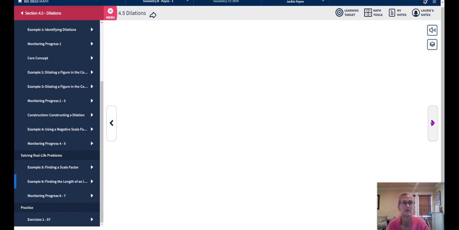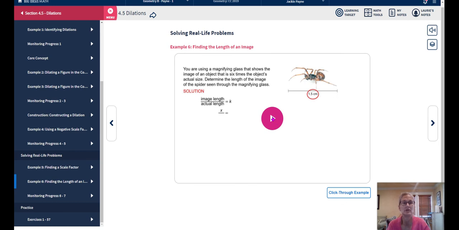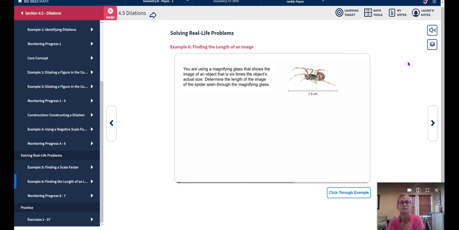Okay, here's another example. Finding the length of an image. You are using a magnifying glass that shows the image of an object that is 6 times the object's actual size. Determine the length of the image of the spider seen through the magnifying glass. Solution. The image length divided by the actual length is equal to the scale factor k. You are determining the length of the image of the spider seen through the magnifying glass. So let x represent the image length. The actual length of the spider is 1 5/10 centimeters. So substitute 1 5/10 for the actual length.